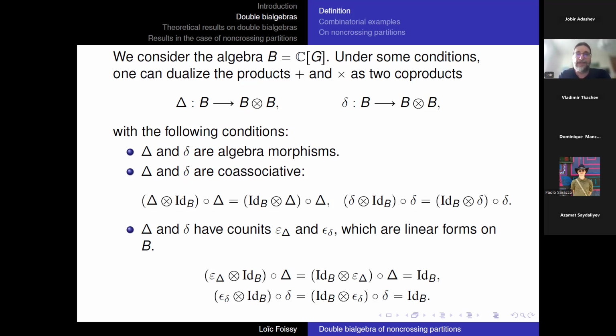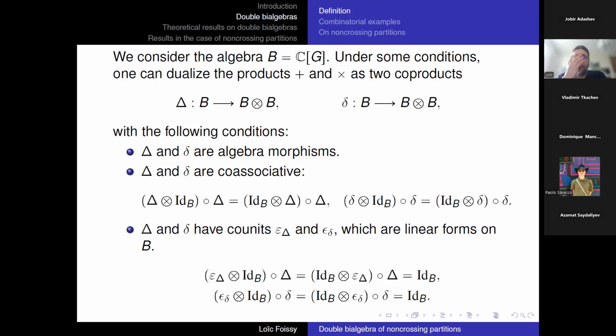So both should be algebra morphisms. Both should be co-associative. So what does it mean? In fact, a coproduct should be understood as something which takes an element of B and cuts it into two parts, maybe in several ways possible, but essentially a coproduct takes an element and cuts it into two parts.